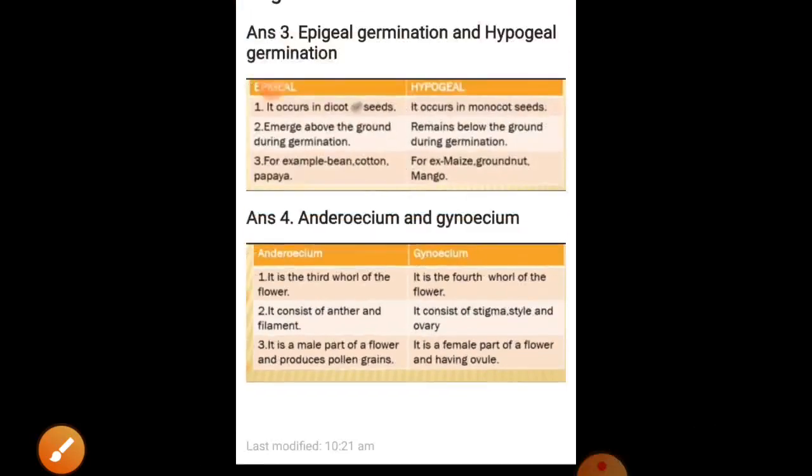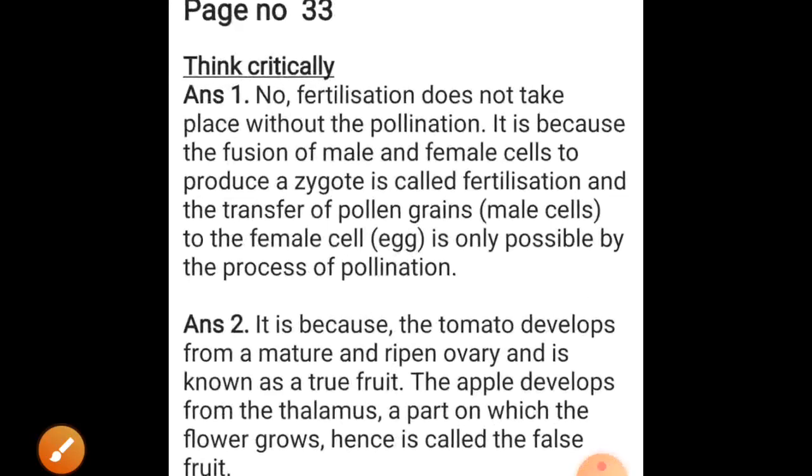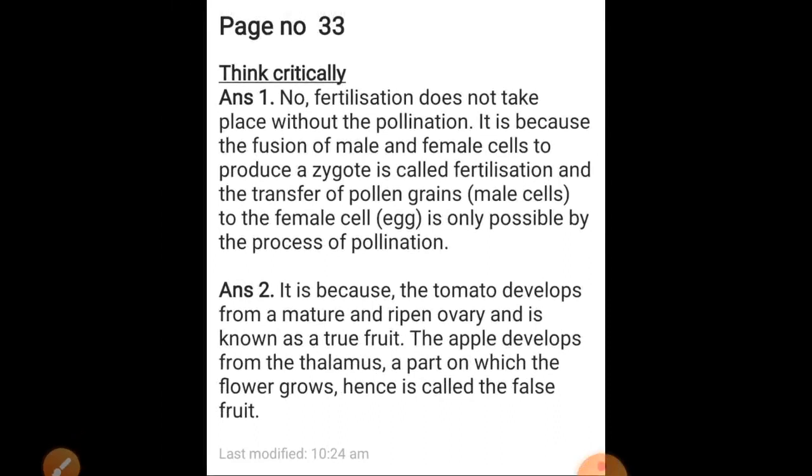Okay, now come to think critically. Your first question of think critically is, can fertilization occur in flowering plants without pollination? So no. Fertilization does not take place without pollination. It is because the fusion of male and female cell to produce a zygote is called fertilization, and the transfer of pollen grain to female cell is only possible by the process of pollination.